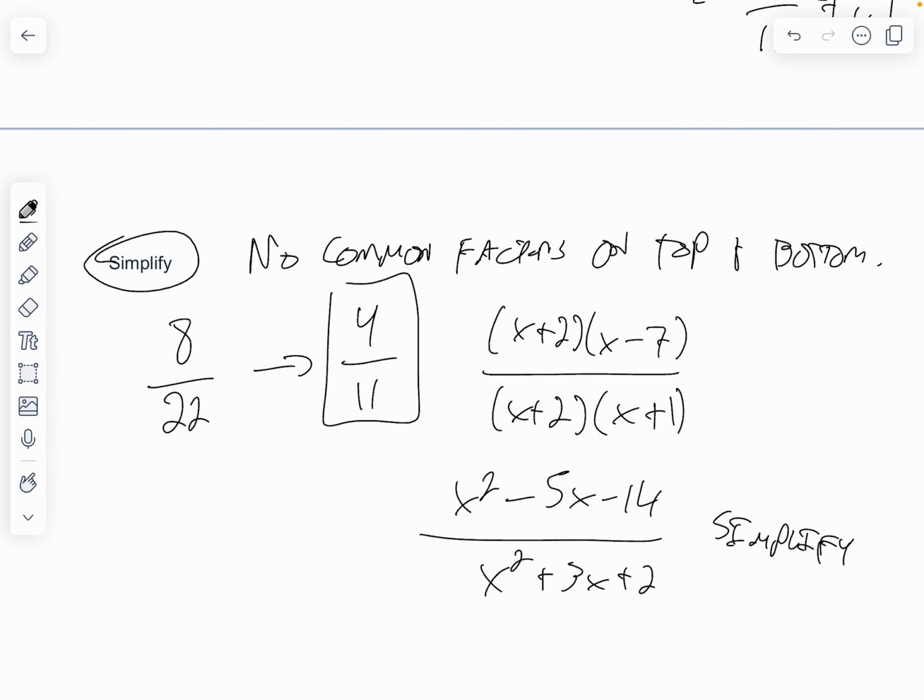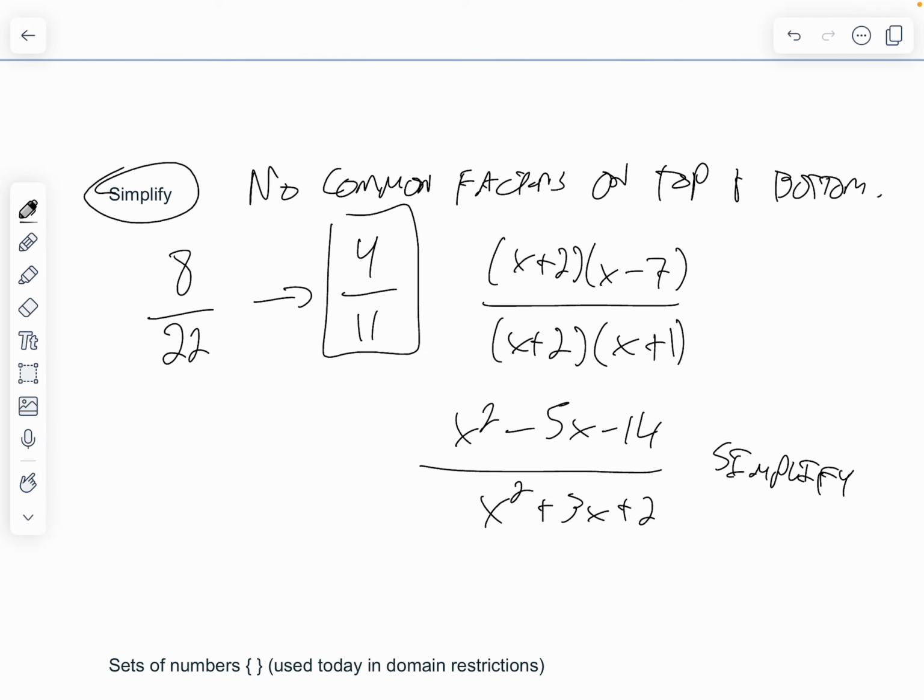And now you might be saying, now I see why I need to know how to factor. Because you need to be able to transform this to that, and this to that, and then you see the x plus 2's cancel. The x plus 2's cancel, and your final answer is x minus 7 over x plus 1.